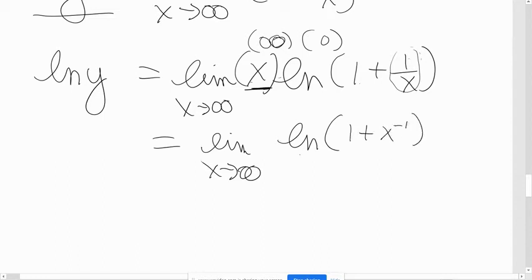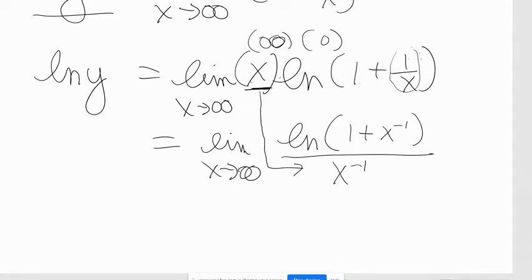x to the negative 1 over x. We already know it was infinity divided by infinity, so we can do L'Hopital's. So we'll take the limit as x approaches infinity, and we'll make the derivative on top, which is 1 over 1 plus x to the negative 1, and the derivative of the bottom is 1 over x squared. Actually the derivative of the bottom is 8x plus 1.